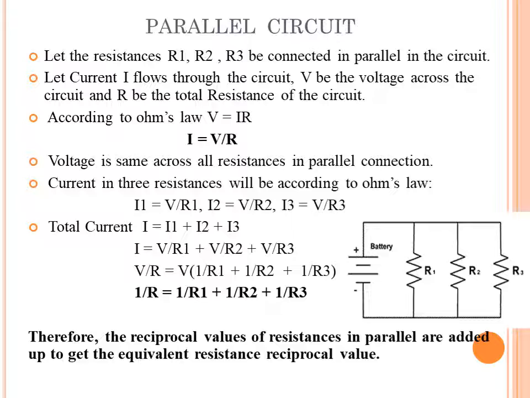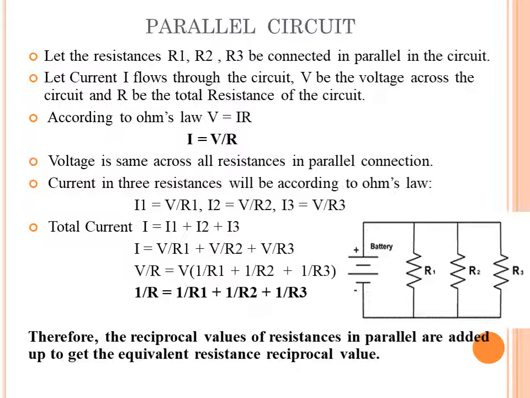Total current will be I is equal to I1 plus I2 plus I3. Then we replace the values by the above equations. I is equal to V by R1 plus V by R2 plus V by R3. Taking V as common and cancelling at both the sides, we are getting 1 by R is equal to 1 by R1 plus 1 by R2 plus 1 by R3. So we can say reciprocal values of resistance in parallel are added up to get the equivalent resistance reciprocal value.